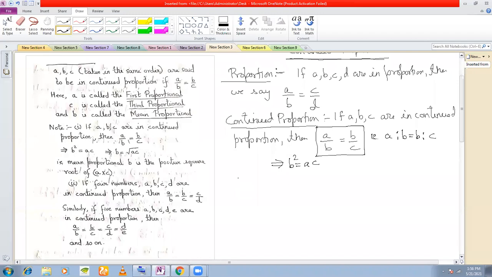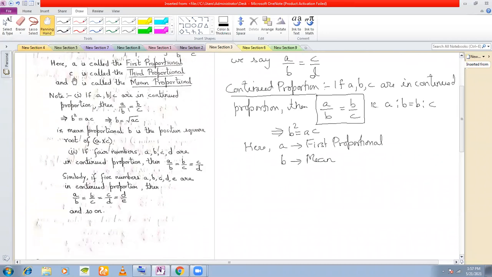Now here, whenever A, B, C are in proportion, we call A the first proportional, we call B the mean proportional, or simply mean, and C we call the third proportional. So this is about three numbers in proportion.